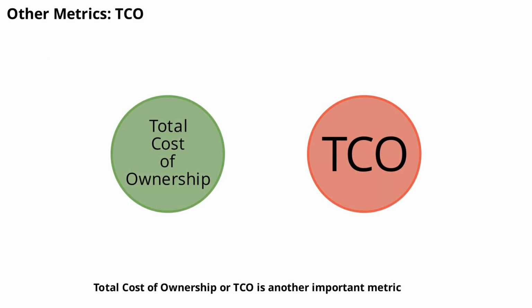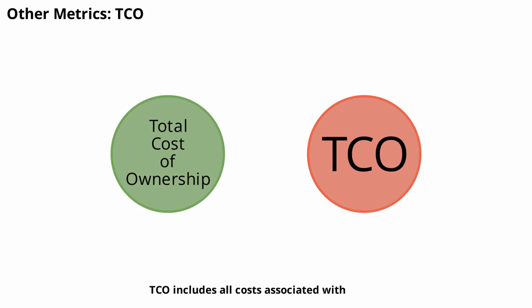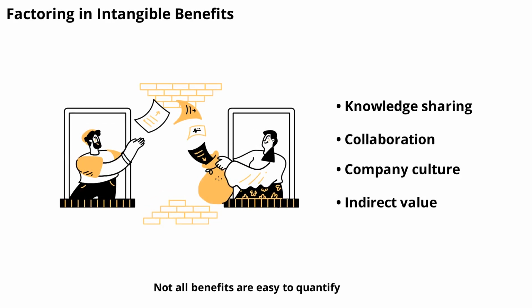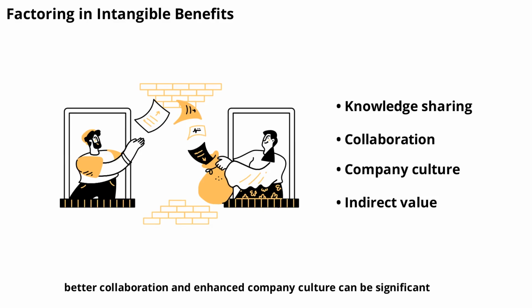Total cost of ownership, or TCO, is another important metric. TCO includes all costs associated with the software over its entire lifecycle, not just the initial purchase. This helps you avoid surprises and ensures your ROI estimate is comprehensive. Not all benefits are easy to quantify. Intangible benefits like improved knowledge sharing, better collaboration, and enhanced company culture can be significant.